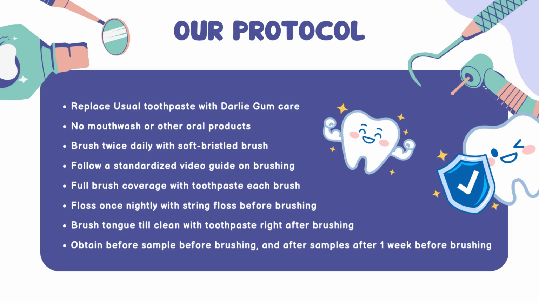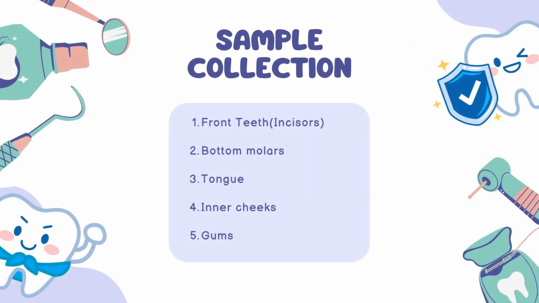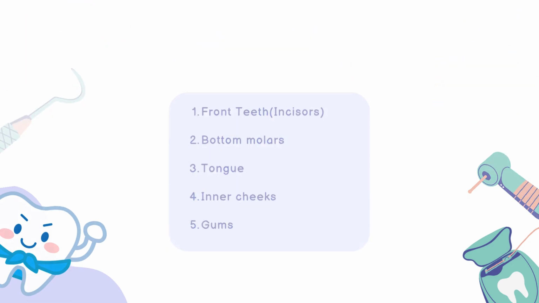Oral microbiota samples were collected in the morning before brushing at baseline and again 1 week later, also before brushing, for comparison. To gain a comprehensive understanding of the oral microbiome, our study collected samples from different parts of the mouth to get the full picture of the oral microbiome. The mouth is made up of many different surfaces, and each area has its own unique mix of microbes. To capture this diversity, we swabbed 5 specific sites: the front teeth, bottom molars, tongue, inner cheeks, and gums.